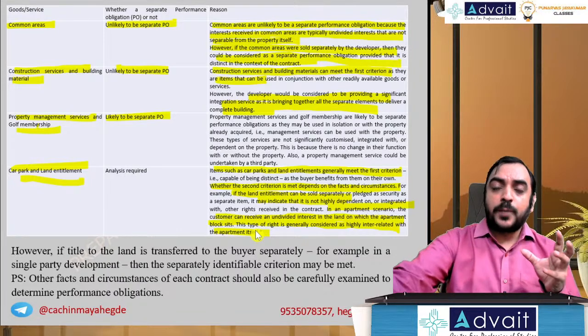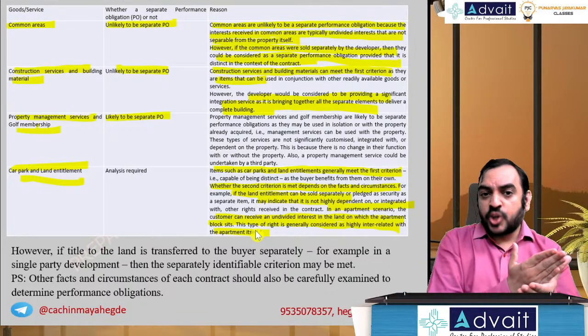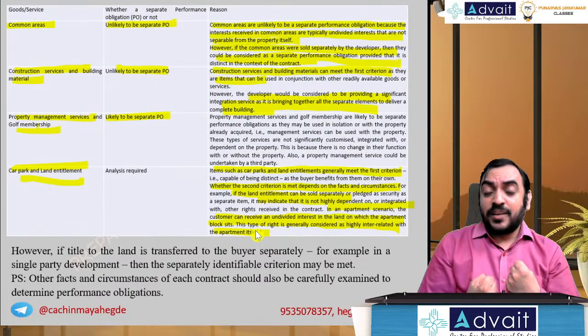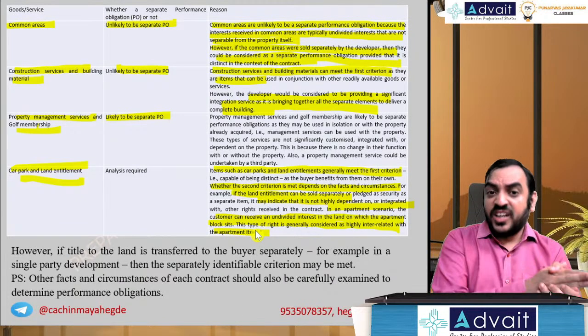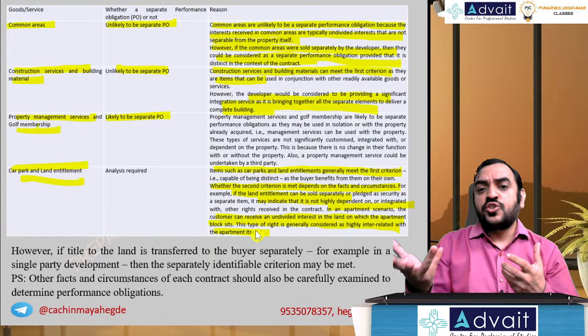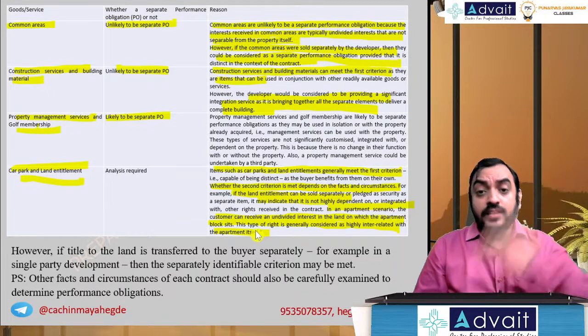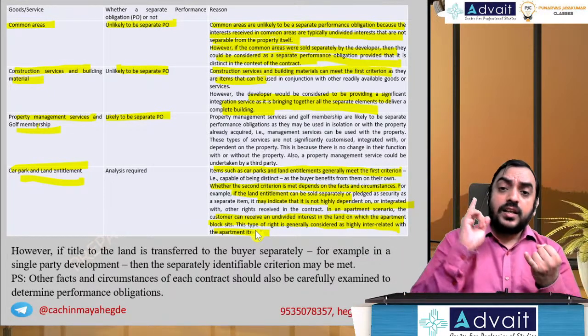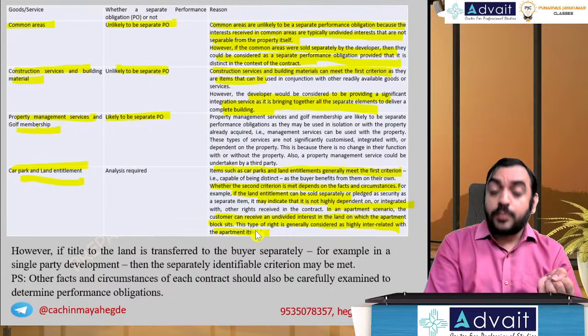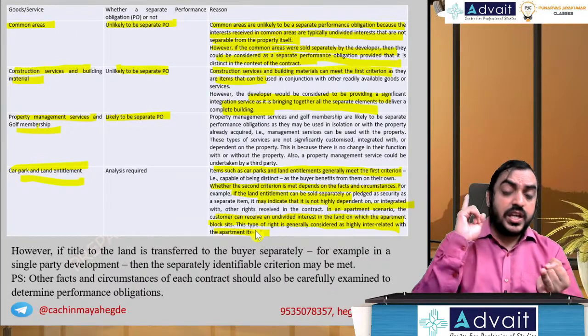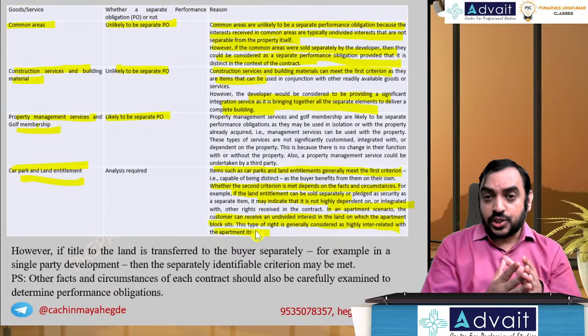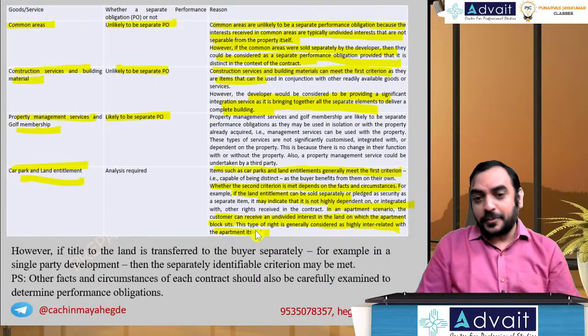But what points to be kept in mind? For a distinct performance obligation, the customer can benefit on its own or with readily available resources, and the obligation should be separately identifiable. And three more conditions to be kept in mind. There should not be integration of service. There should not be interdependency. There should not be customization. Then we can say they are separate.